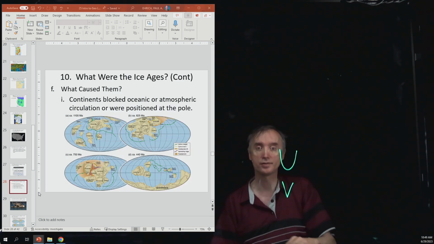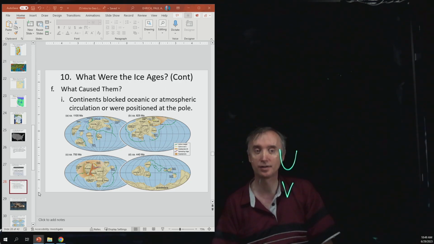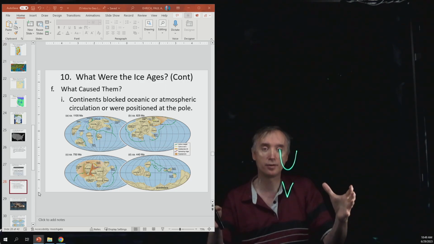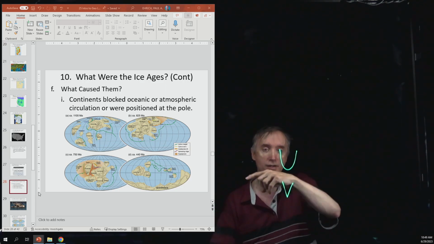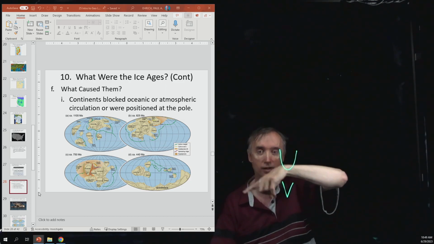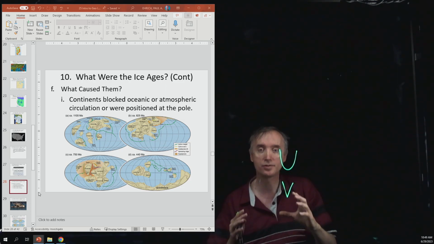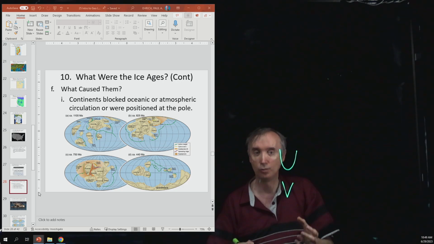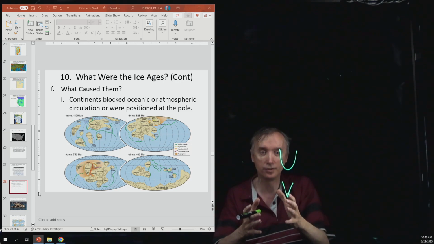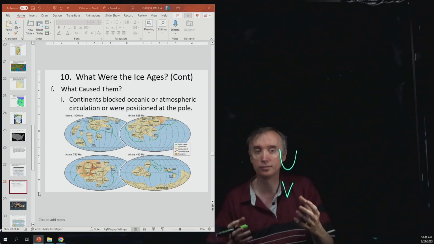So what caused the ice ages? It's a number of things. Here are some things that could have caused the ice ages. Number one is the position of the continents. When the continents are spread apart, it's very easy for ocean water to circulate around, and that keeps the climate moderate. When the continents are all put together, that disrupts ocean currents and it could trigger an ice age.